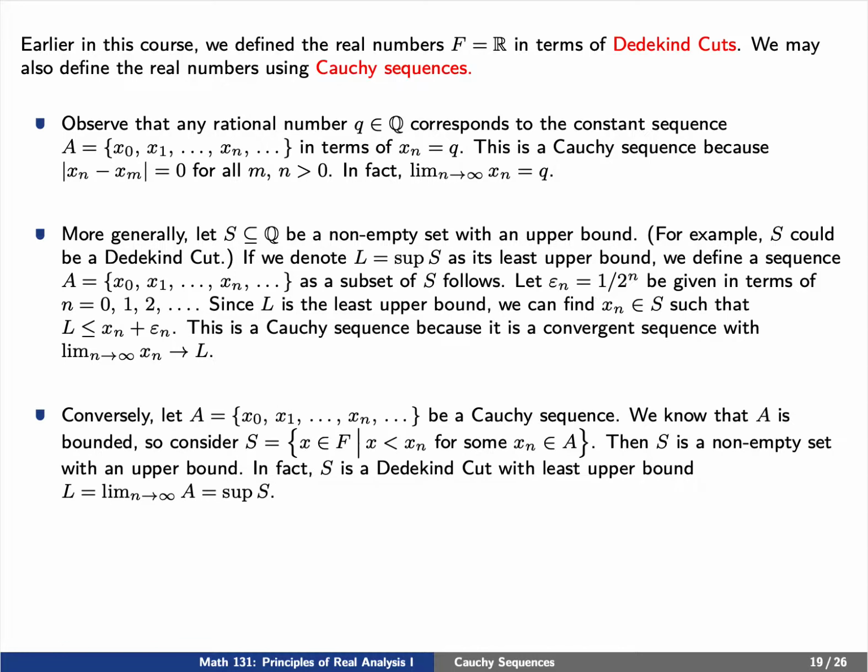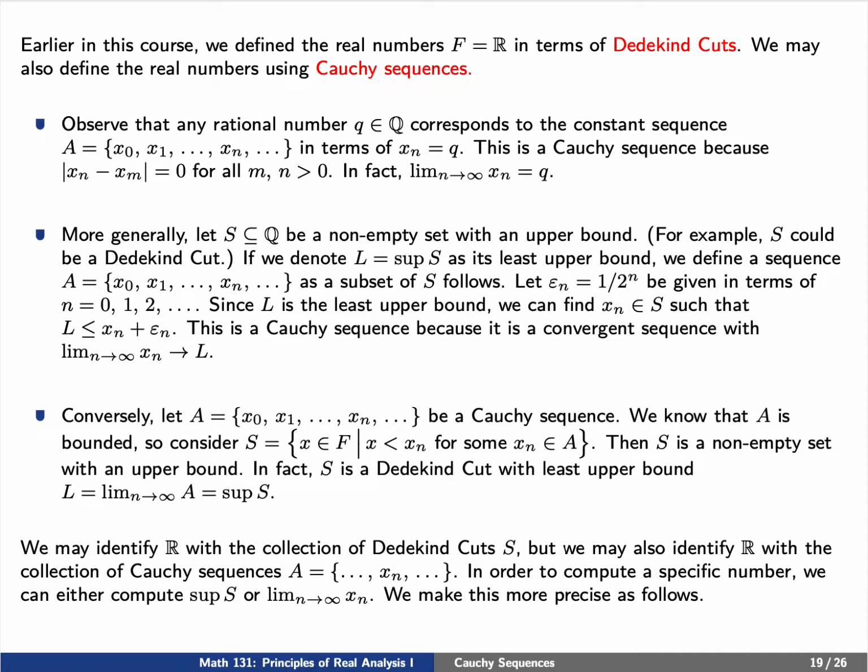Conversely, let's say that we have a Cauchy sequence. We've already shown that every Cauchy sequence is bounded, so let's consider the following set. It's the set of elements x in the rationals such that x is less than x sub n for some x sub n in our sequence. The point here is that this S actually defines a Dedekind cut, and its least upper bound is the limit of the Cauchy sequence. Putting all of this together, we really do see that if we're given, say, a Dedekind cut, we can construct a Cauchy sequence, and conversely, given a Cauchy sequence, we can construct a Dedekind cut.